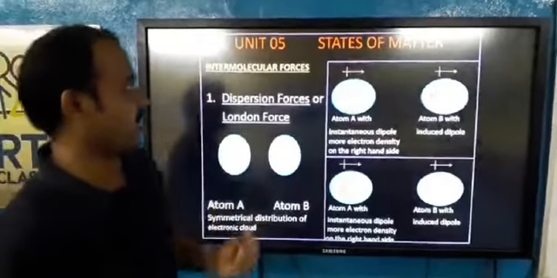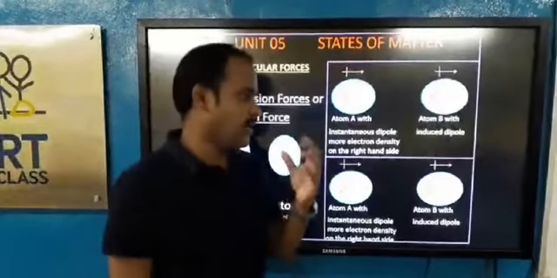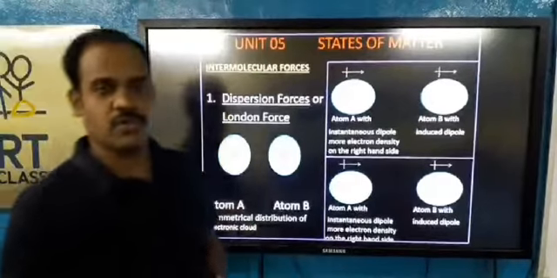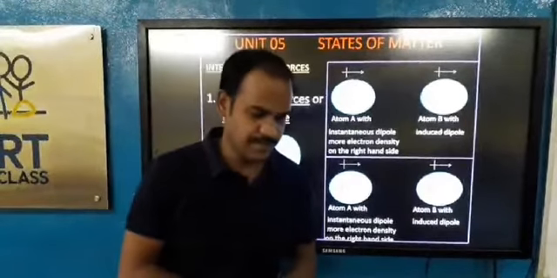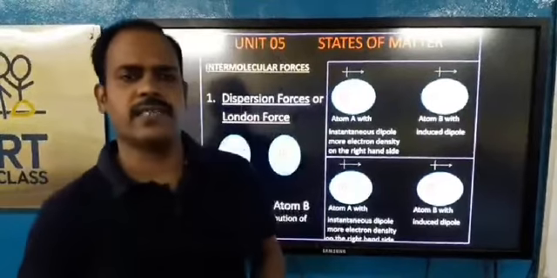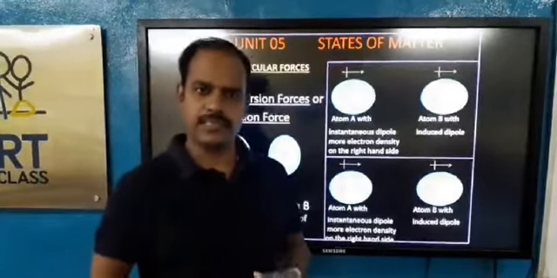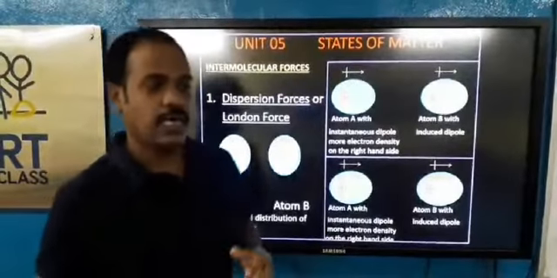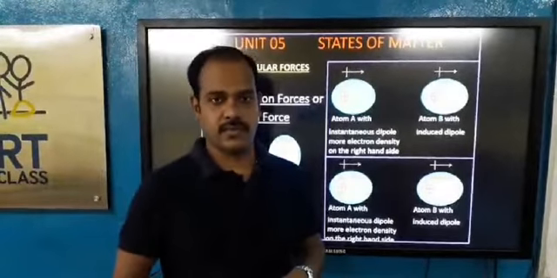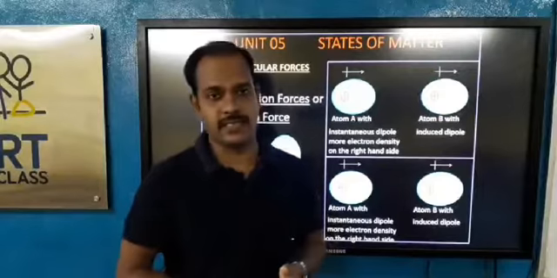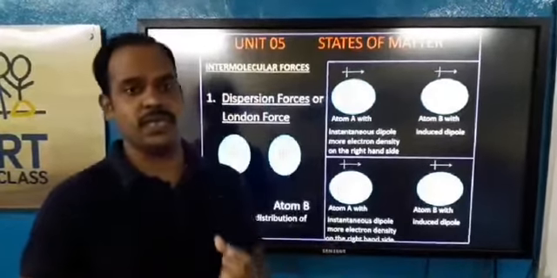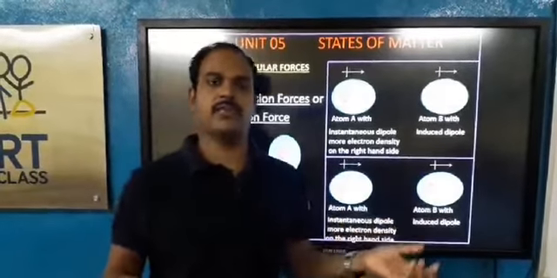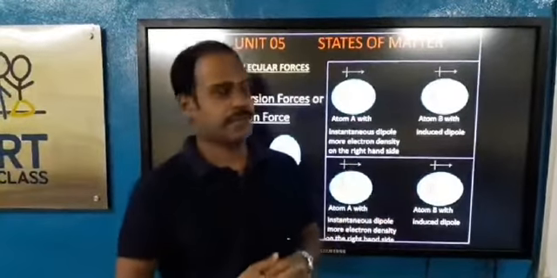Before starting the rules and regulations, let's have some introduction about the properties of gases. First property of gas: the particles of gases are very small as compared to the container in which they are kept. Second, the intermolecular forces between the molecules of gas are very weak. That's why these forces are not able to bring the molecules closer.